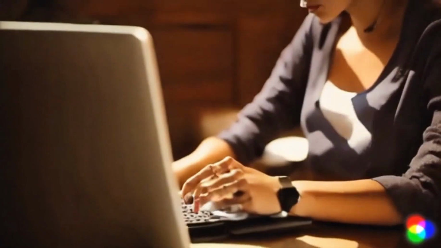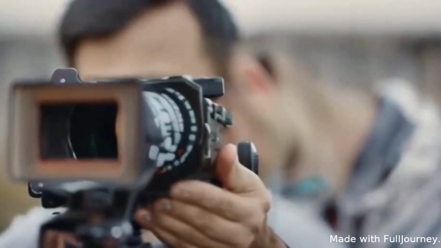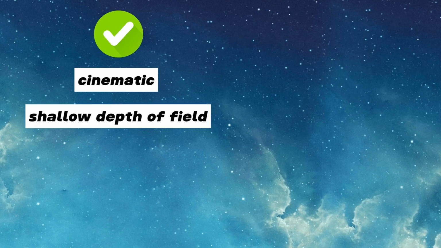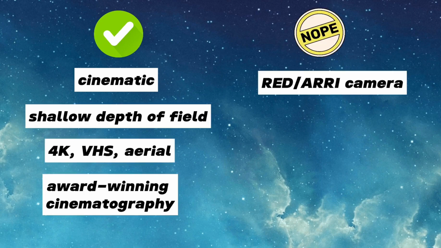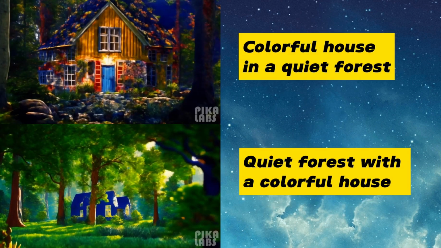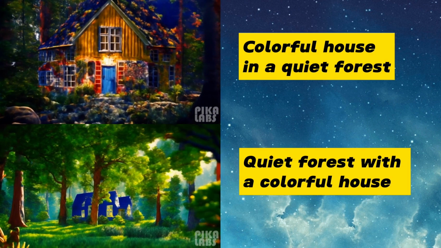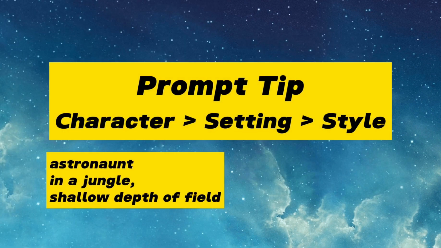When writing video prompts, think like a screenwriter, not like a director of photography. Usually words like cinematic or shallow depth of field impact the video more than listing out camera models or focal lengths of lenses. Words at the beginning of the prompt have more weight than words at the end. I usually order my prompts with character, setting, style.